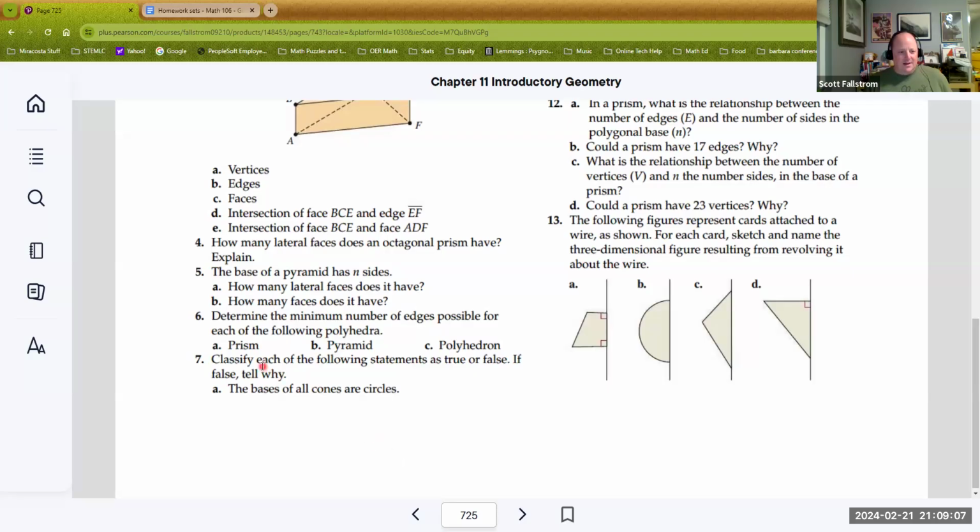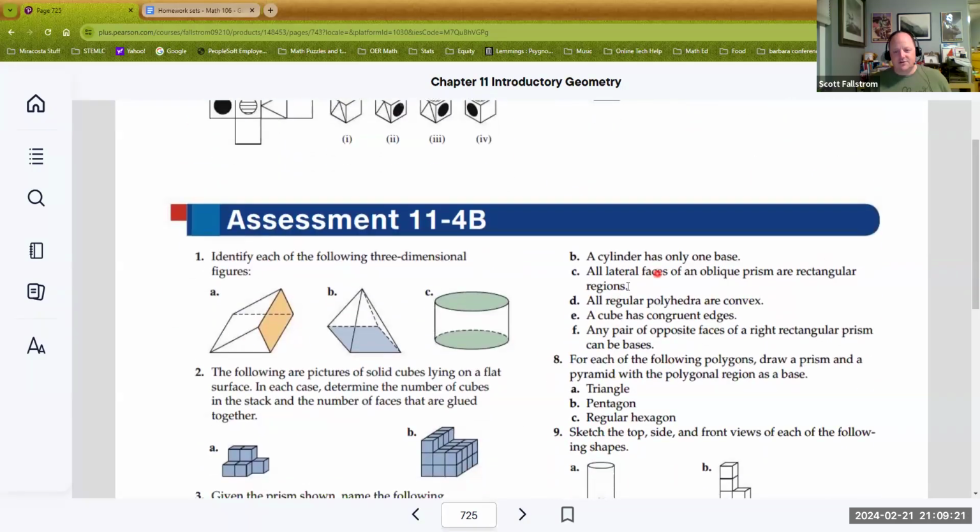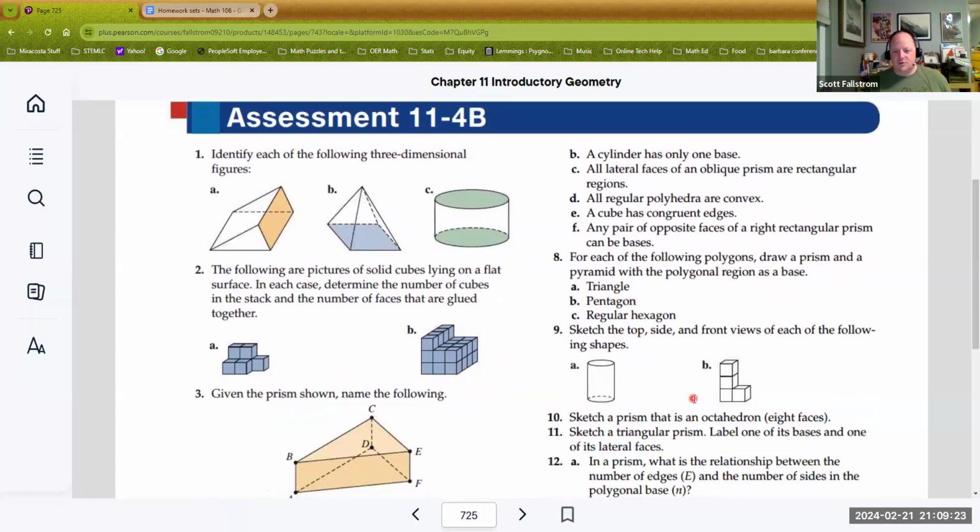Okay. Classify each of the following statements as true or false. Ooh, interesting. Always, sometimes, never. The base of a cone is a circle. Is that always true, sometimes true, or never true? So again, these are just true, false. So I'm not going to go through each one of those.